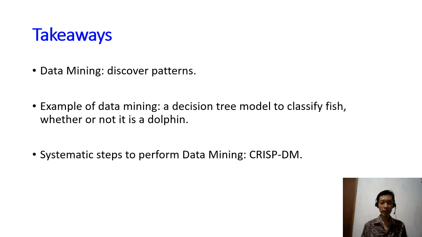So there are three takeaways. Data mining is about discovering patterns from the data. And then one example of data mining output is a decision tree that we may use to classify a fish, whether it is a dolphin or it is not a dolphin. So that is an example of a data mining output. And the systematic process or steps to perform data mining is called CRISP-DM.